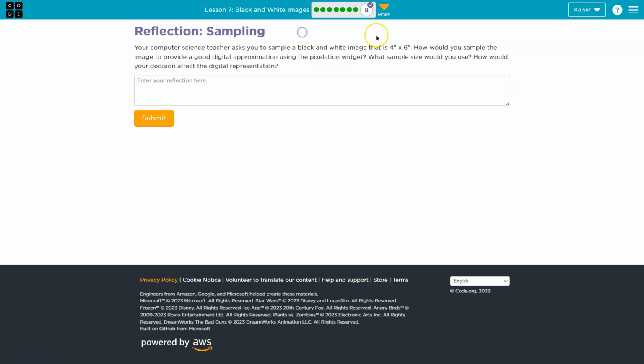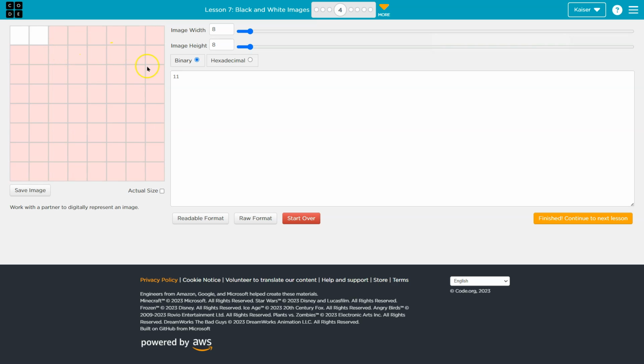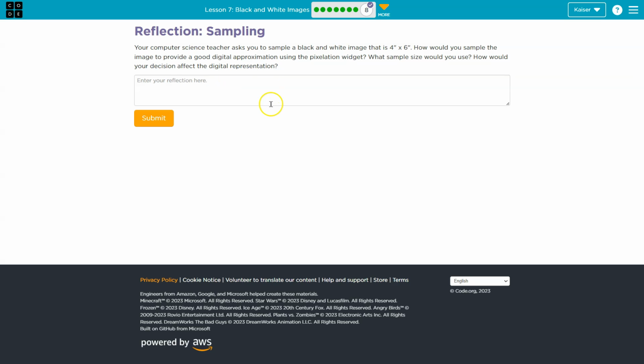Now, when thinking about sampling an image, and I'm just going to go back to the widget briefly, because it shows us, when thinking about sampling an image, we are breaking it down into chunks, into squares, and then we are taking a color from each of those squares to quote-unquote summarize the image. So, with that in mind, a 4 by 6, well, what I might do is say, okay, I'll start off by breaking it down into maybe 24 squares, right? Because 4 by 6 is 24. So that might be my first sample size.